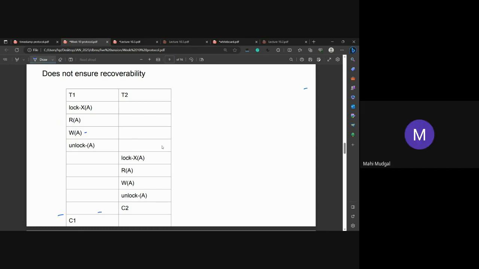T1 and T2 are each following it separately, sir. Lock, unlock, lock, unlock.